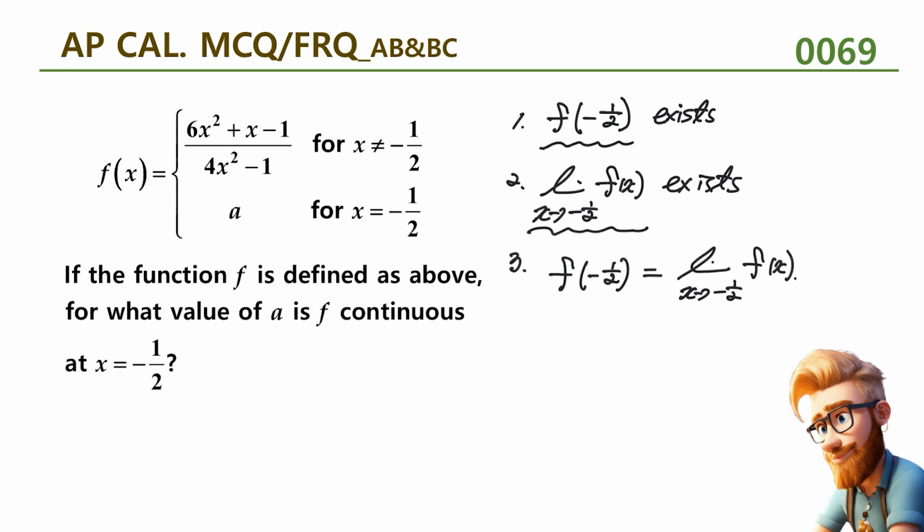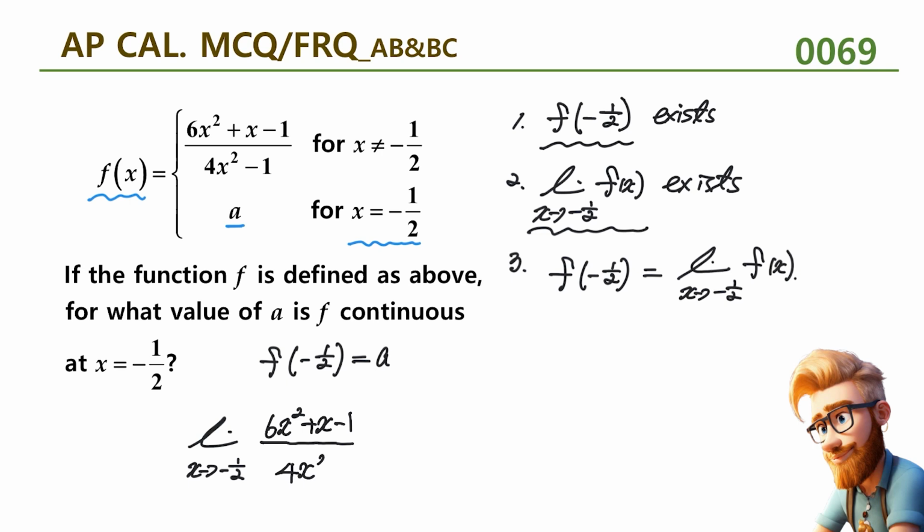Okay, here, when x is equal to -1/2, the function value is equal to a, right? So we have f of -1/2 is equal to a. Now, we have to find the limit of f of x when x approaches -1/2, right? So limit as x approaches -1/2, when x is not equal to -1/2, f of x is this expression right here, right? So I'm going to write that function f of x, 6x squared plus x minus 1 over 4x squared minus 1. So this one is equal to limit as x approaches -1/2.